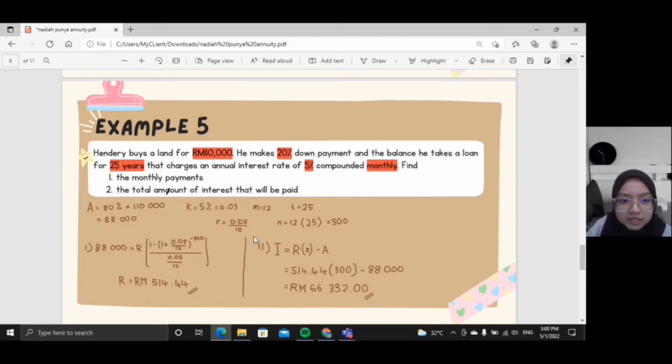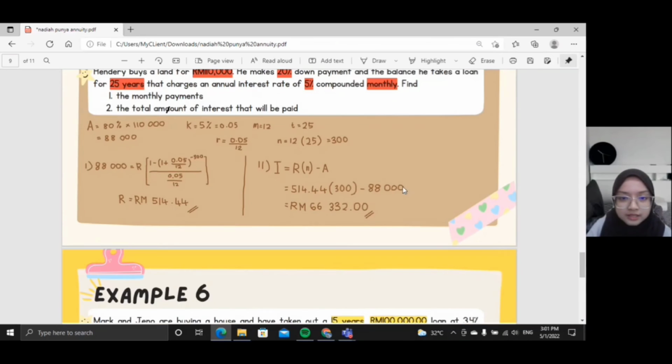Okay, so the first question is already answered, and the second question is the total amount of interest that will be paid. I equals, okay, here the formula, I equals R times N minus A. Okay, we have the R here. Let's substitute it into the formula. We will have 514 ringgit with 44 cents times N here, 300, and then minus A here, 88,000 ringgit. Okay, we will get the answer, 66,332 ringgit. Okay, here is the final answer for question number 2 here.